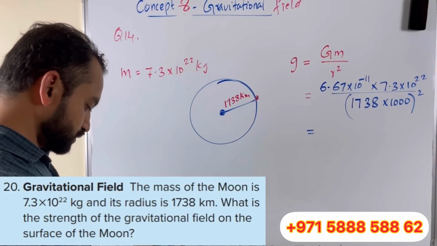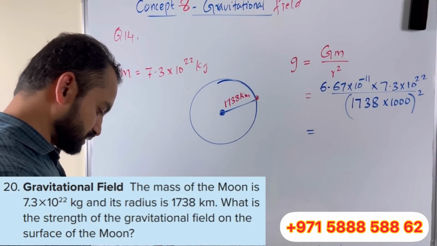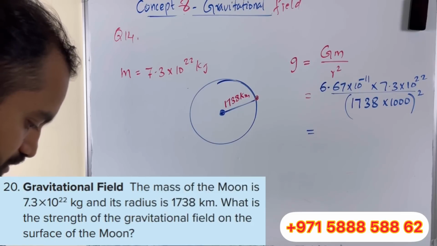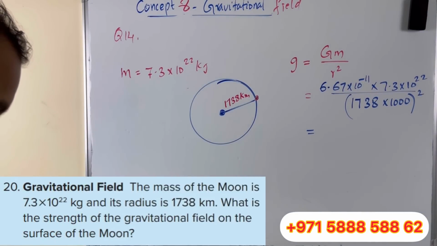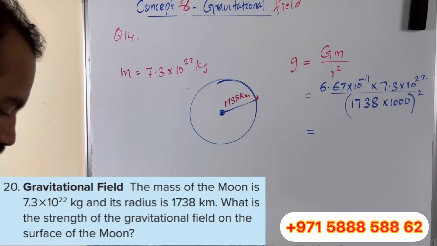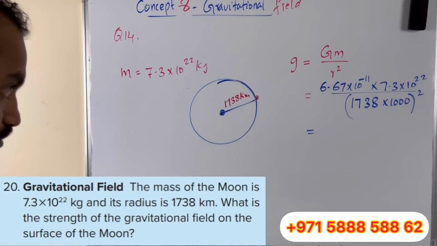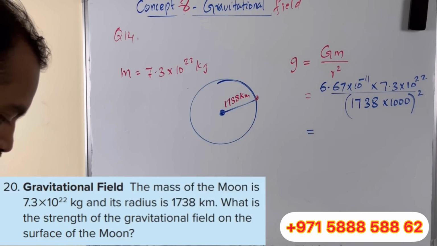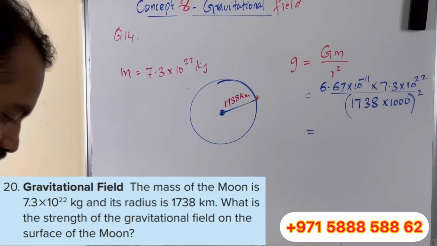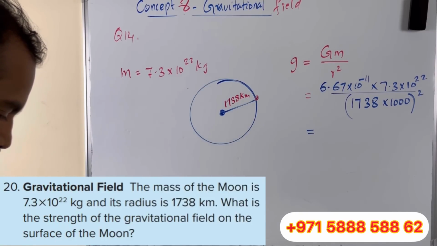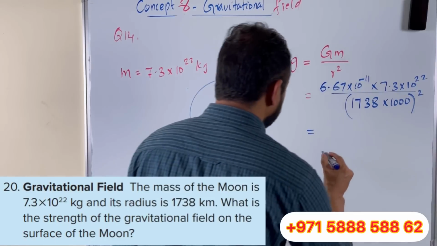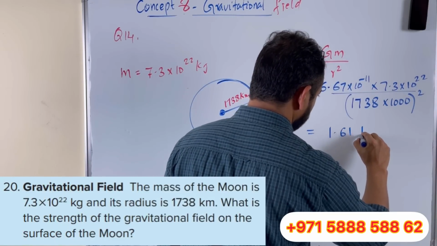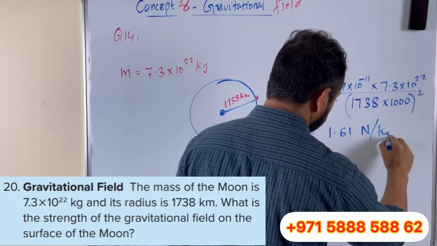So here, 6.67 times 10 to the power negative 11, multiplied by 7.3 times 10 to the power 22, divided by 1738 multiplied by 1000, squared. So the answer is 1.61, and the unit of gravitational field is Newton per kilogram.